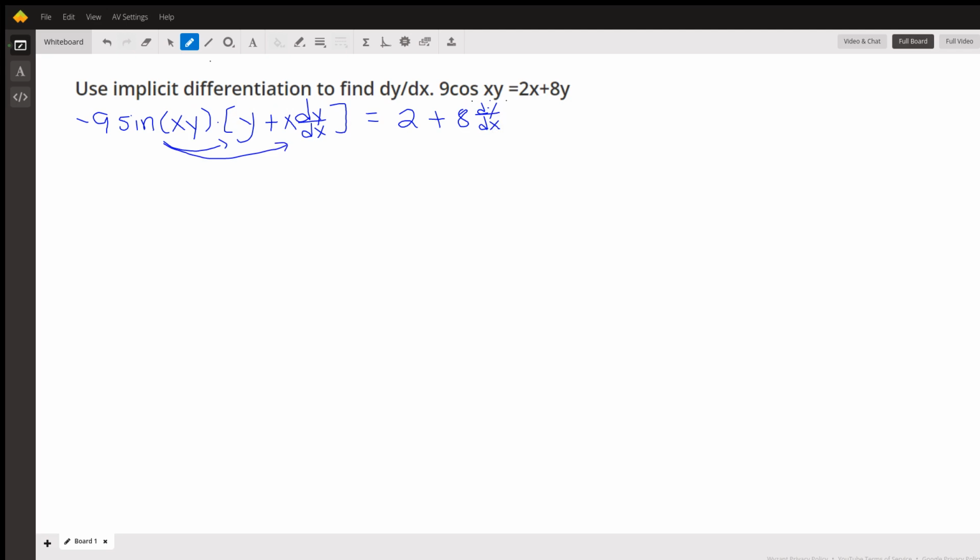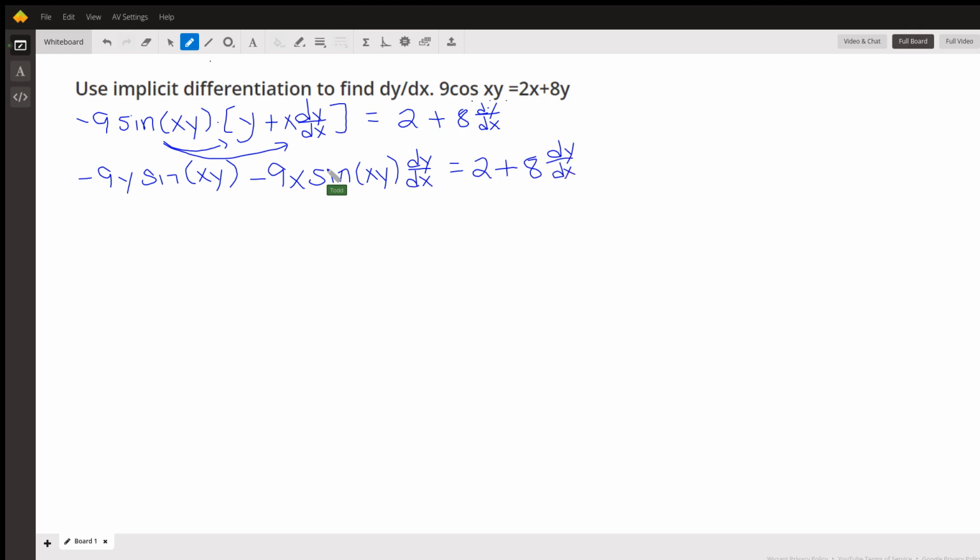So we need to take negative 9 sine of xy times each of those terms. When you take negative 9 sine of xy times y, we have negative 9y sine of xy. Taking it times the second part, we would have negative 9x sine of xy dy/dx. I'm just going to copy down the right-hand side, 2 plus 8 dy/dx.